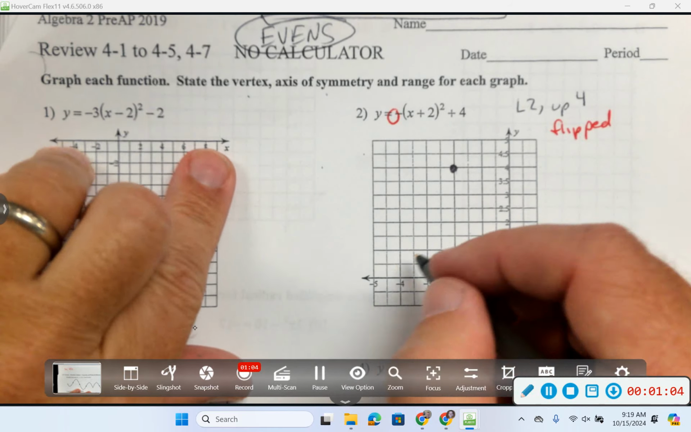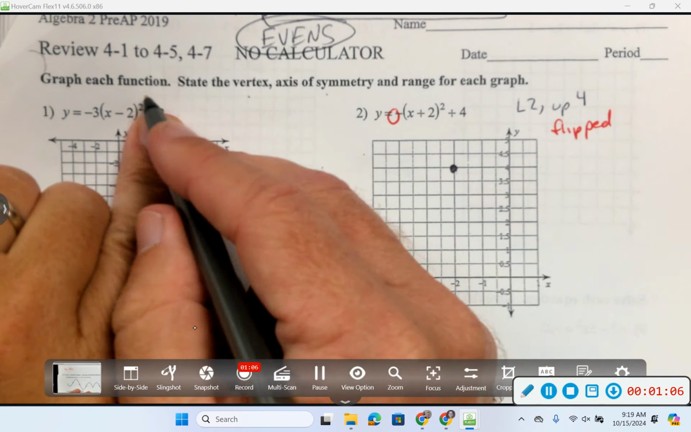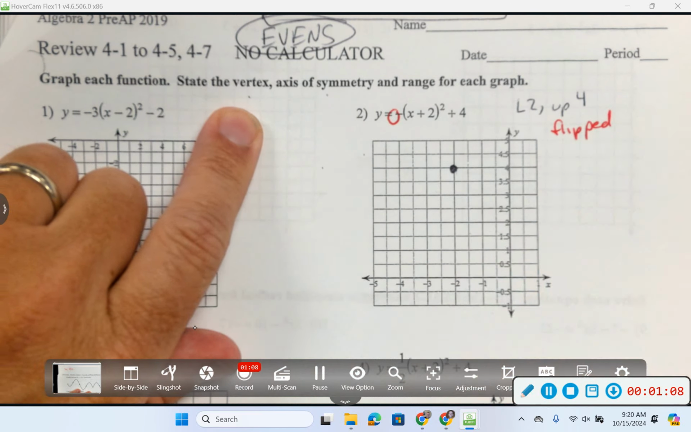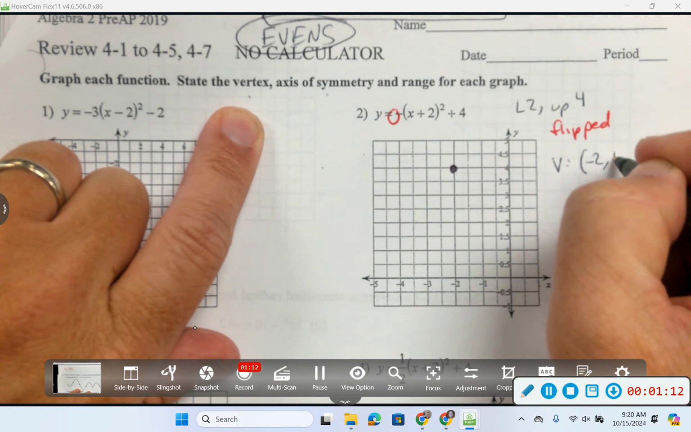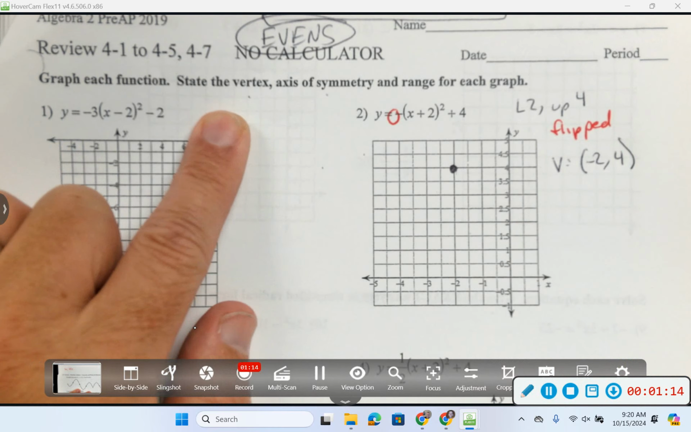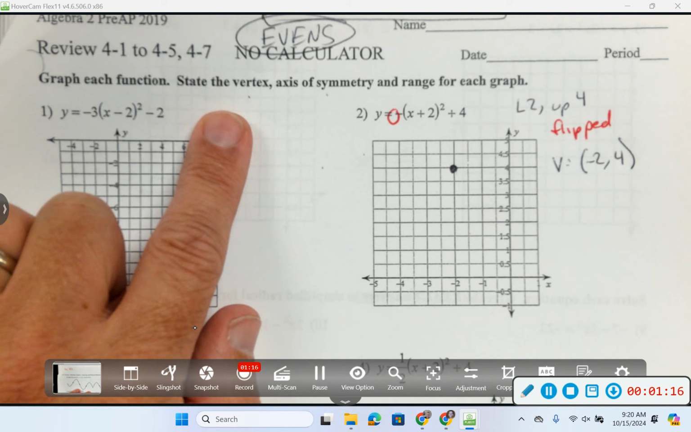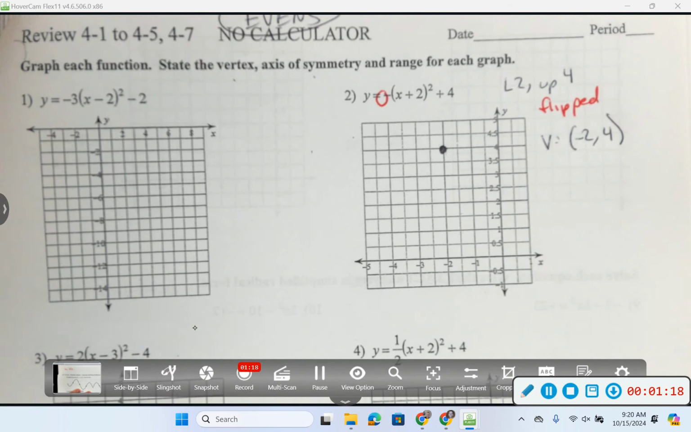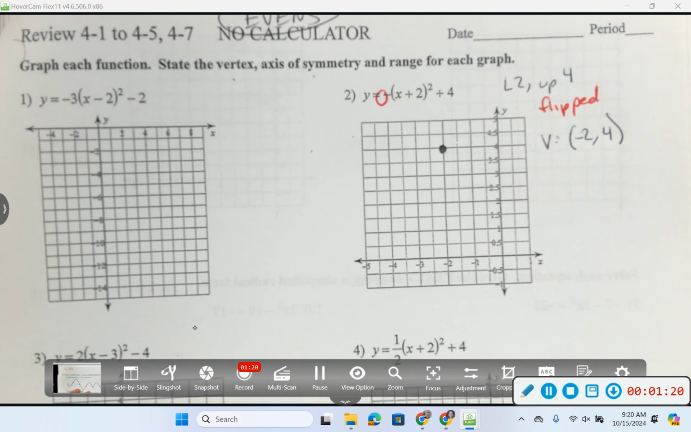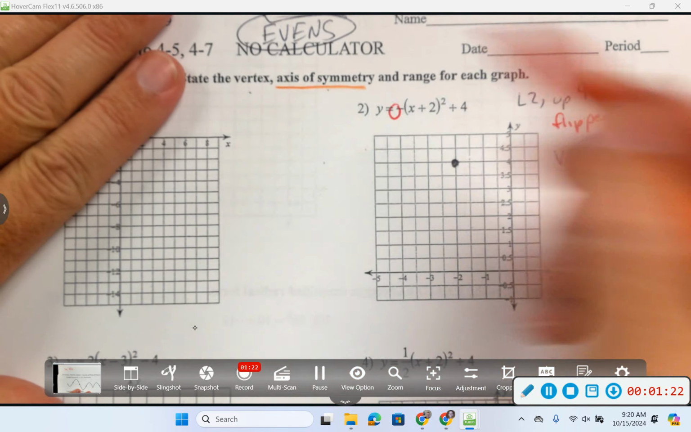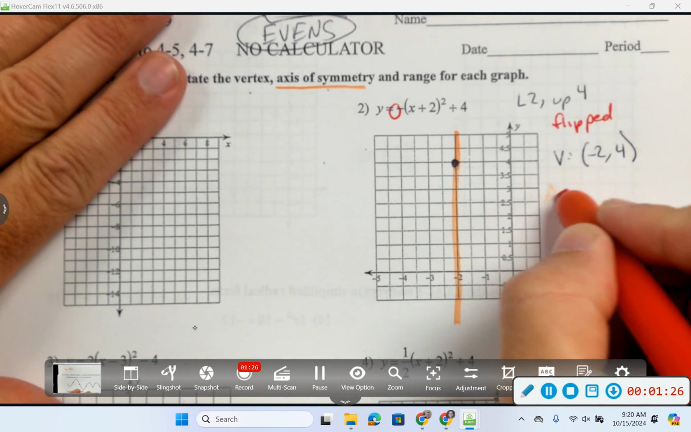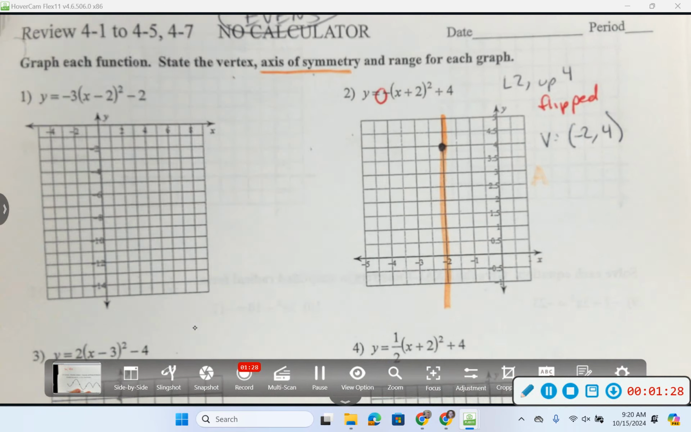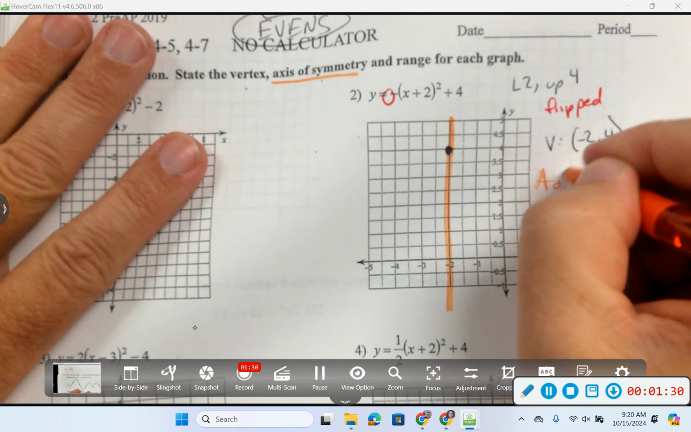Normally, I'm just kind of thinking back and forth. Do I want to graph it first? Do I want to state the information first? So vertex is at -2, 4. Axis of symmetry. You don't have to draw the axis of symmetry, but if it helps you to see what's going on, there's nothing wrong with drawing the axis of symmetry.